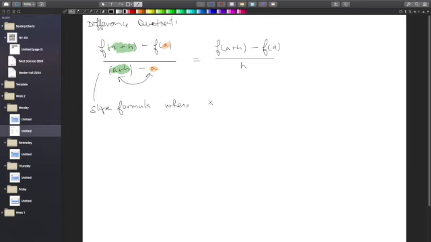Where x1 equals a plus h, and x2 equals a, and y1 equals f of a plus h, and y2 is f of a. Sorry, here we go, this is a plus h and a. So it really is just a slope formula for a particular function.